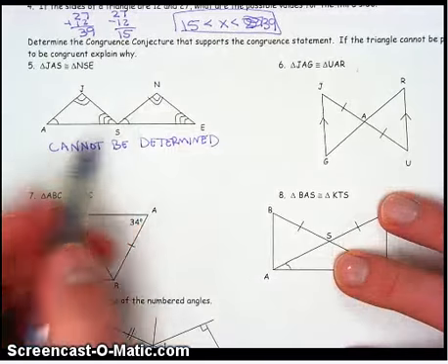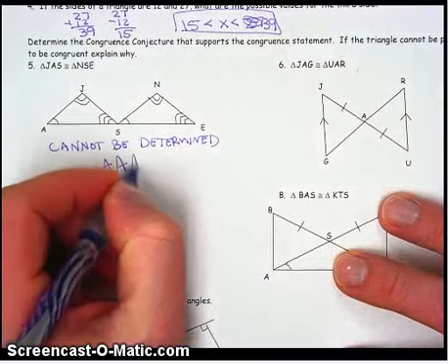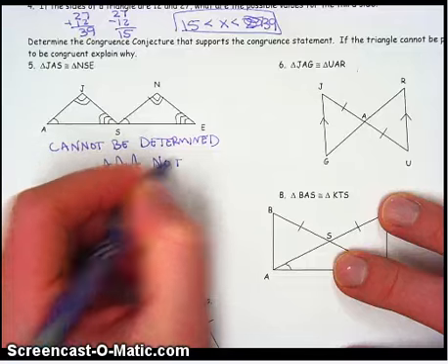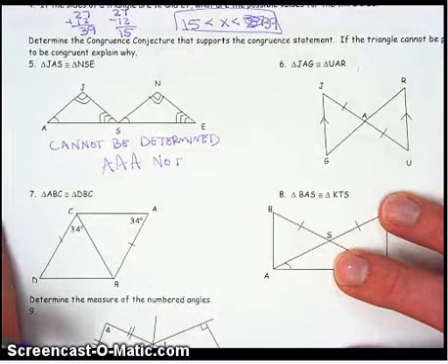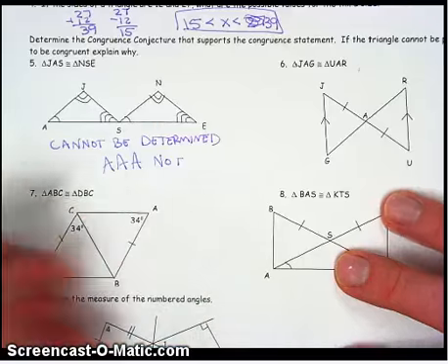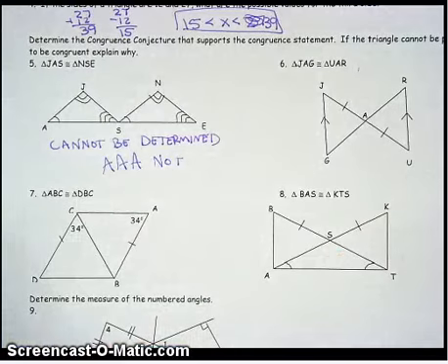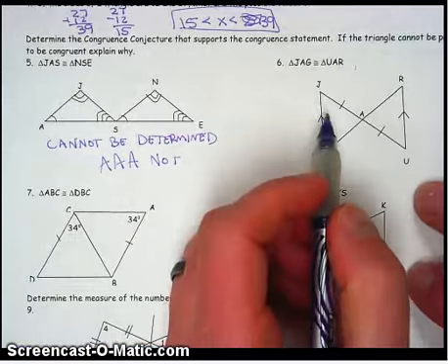The reason it cannot be determined is because AAA is not one of our congruence relationships. Okay, AAA is not one of them.